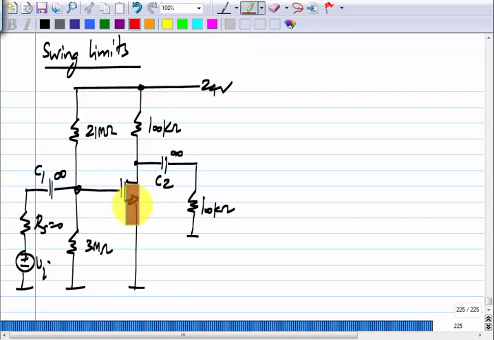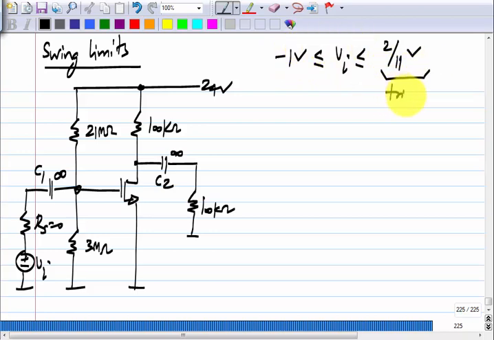This is the circuit for which we calculated the swing limits, and we found that Vi had to be less than 2 by 11 volts or more than minus 1 volt, this being imposed by the triode limit and this from the cutoff limit. Of course, it is assumed that Vi is varying at a frequency at which the capacitors do behave like short circuits. It's not that Vi is set to 2 by 11 volts as a DC value.